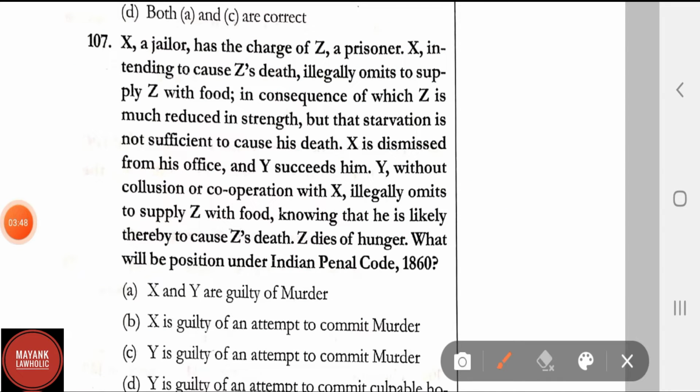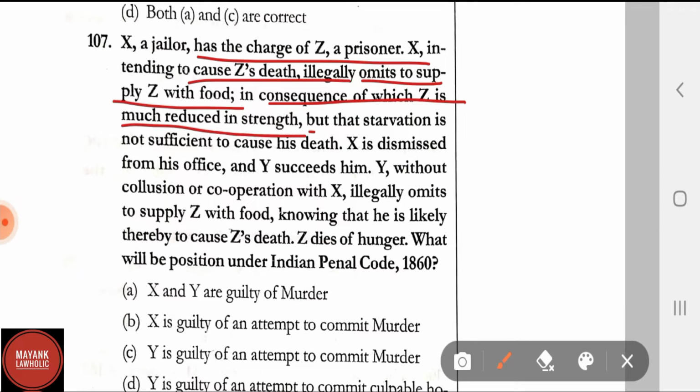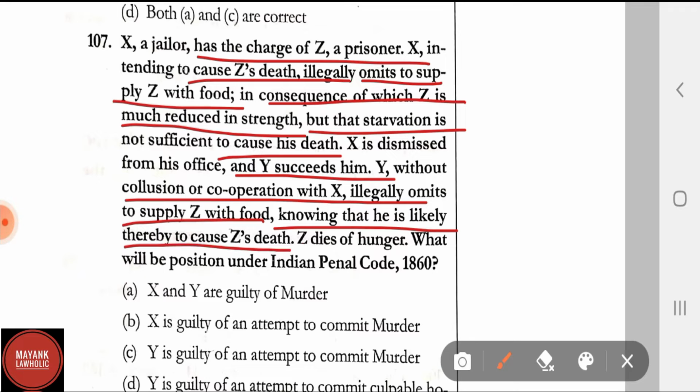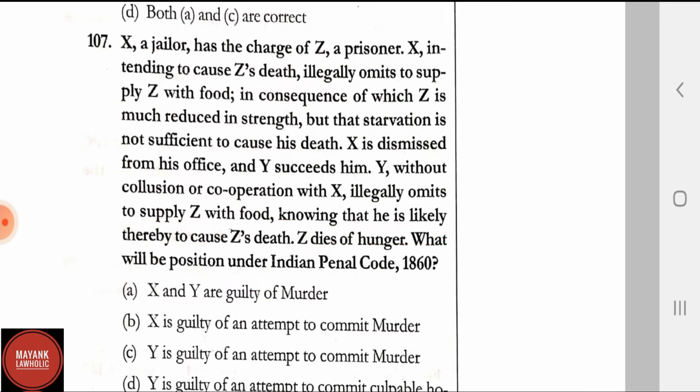Question number 107. X, a jailer, has charge of Z, a prisoner. X, intending to cause Z's death, illegally omits to supply Z with food, in consequence of which Z is much reduced in strength, but the starvation is not sufficient to cause his death. X is dismissed from his office and Y succeeds him. Y, without collusion or cooperation with X, illegally omits to supply Z with food, knowing that he is likely thereby to cause Z's death. Z dies of hunger. What will be the position under IPC 1860?